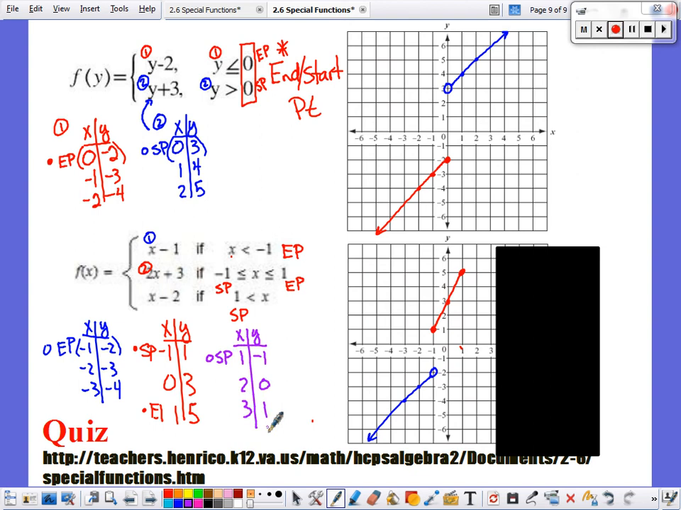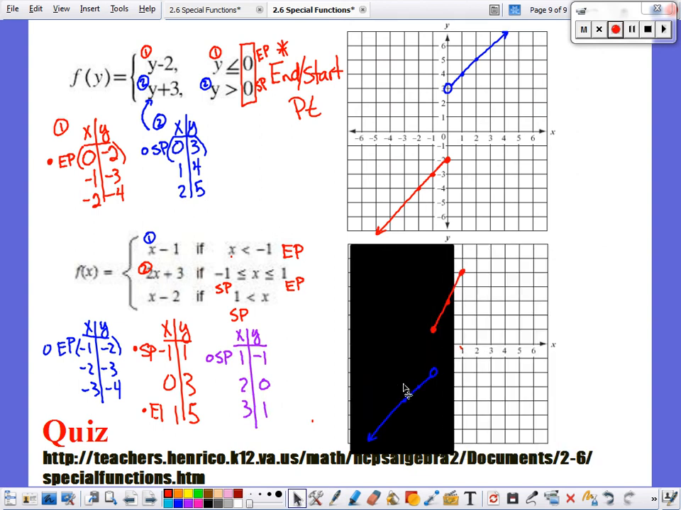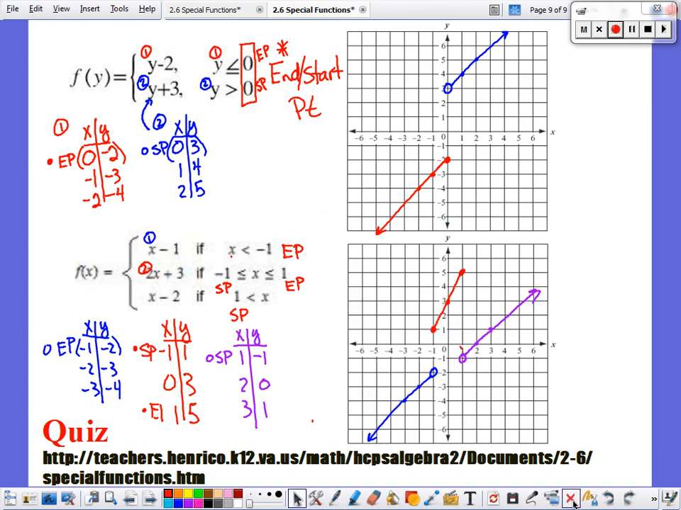And so now it's really just time to plot all those points. And so we go to 1, -1, and it's going to be open. That's my start point. And then 2, 0, 3, 1. You can see that line. And there you go. I'll get rid of that so you can see it. And there's your piecewise. It looks really nasty, but it passes the vertical line test. And it's made up of 3 little pieces of a function.